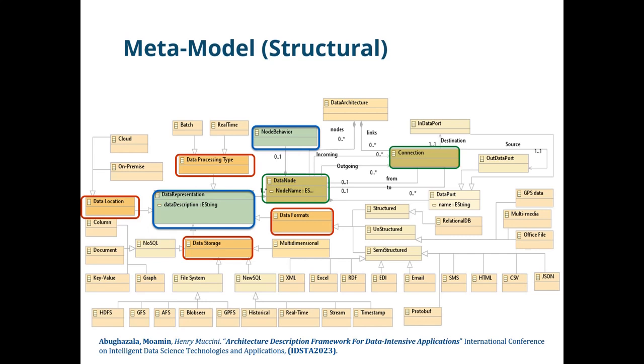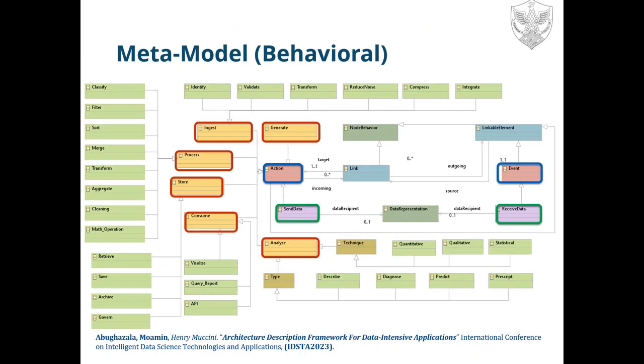For that, our meta model contains the component, we call it data node, and the connection between the components. Data node contains two basic things, data representation and the node behavior. Data representation includes data format, data storage, data location, and the processing type. For the behavioral model, we have two basic things, event and action. When receiving the data, which action could I do? The action represents the main data operation on the data, like generation, ingestion, processing, store, consume, analyze, or verify.